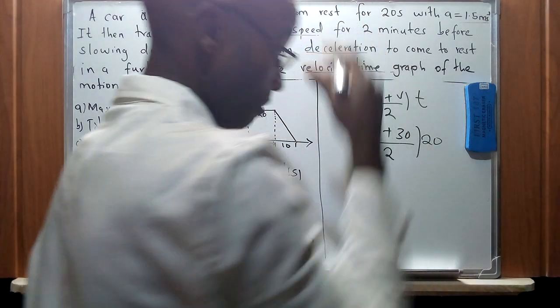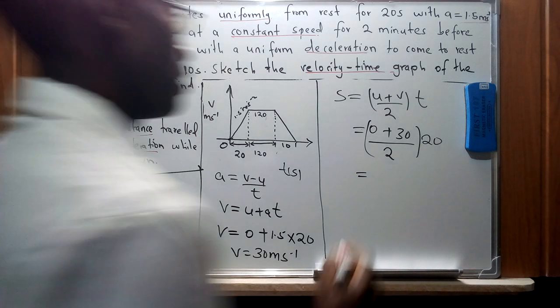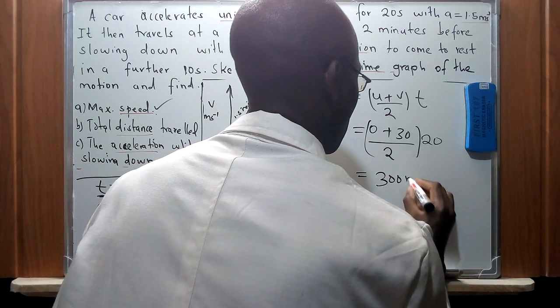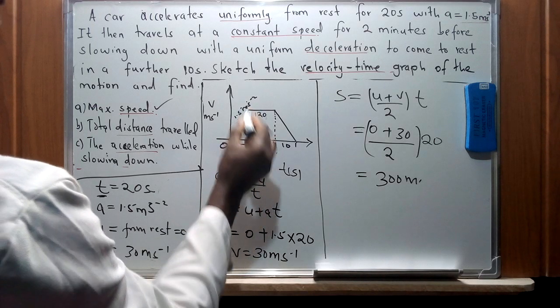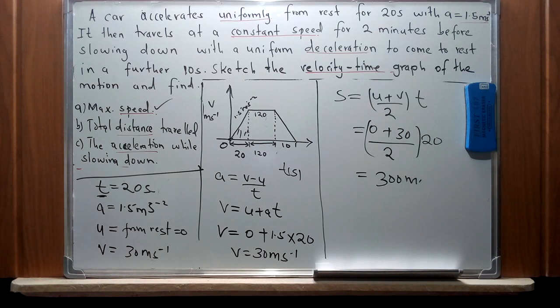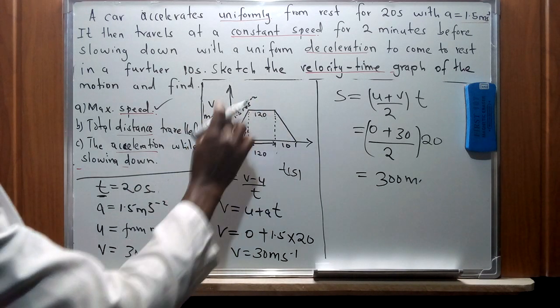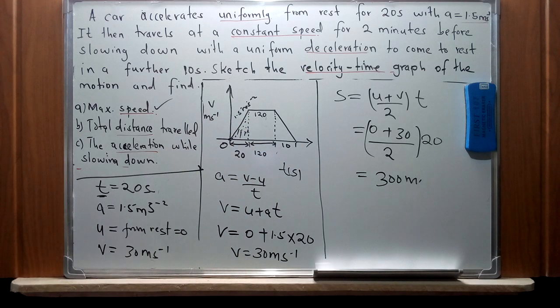So this one is going to be in meters. Because of space, I have deliberately eliminated the units, but this one is going to be 300 meters. That is the total distance traveled while accelerating, between this point and this one. So this distance is equivalent to 300 meters. Bear in mind that it does not represent the total distance under the curve, because this distance represents the distance covered while the object was accelerating.